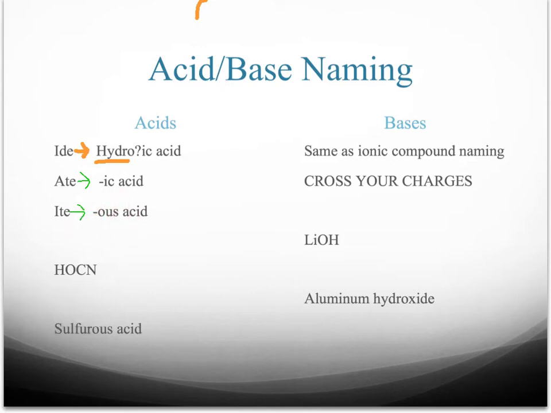A good mnemonic device for this is "what we ate was icky," because "ate" and "ic" go together, but it was "ite" with "ous." I know that is horrible grammar. Please do not tell your English teacher that I taught you that, but it'll help you remember. So again, what we ate was icky, but it was "ite" with "ous." And then, of course, "ide" is just hydro-something-"ic" acid.